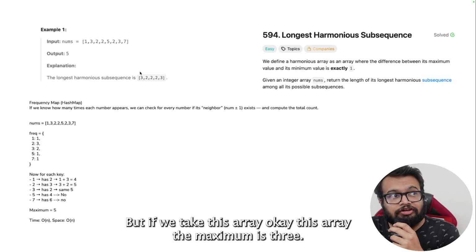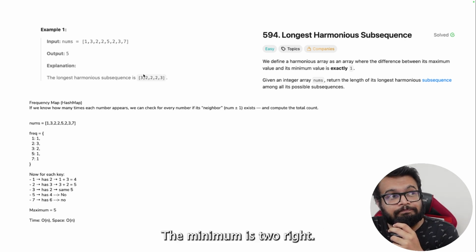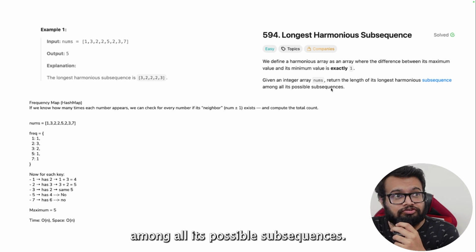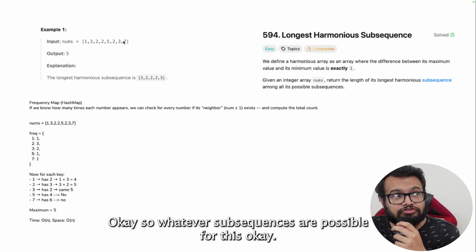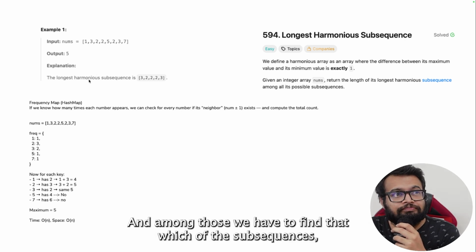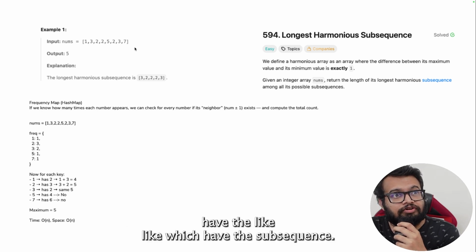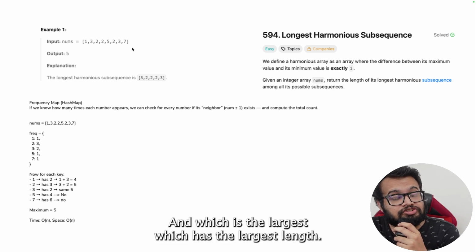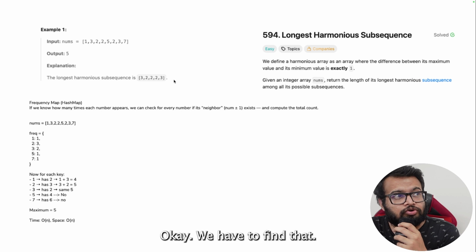But if we take this array, the maximum is 3, the minimum is 2, right? So the difference is 1. So this will be a harmonious array. Given an integer array nums, return the length of its longest harmonious subsequence among all its possible subsequences. So whatever subsequences are possible for this, we have to list down those, and among those we have to find which of the subsequences is a harmonious subsequence, and which has the largest length. We have to find that.